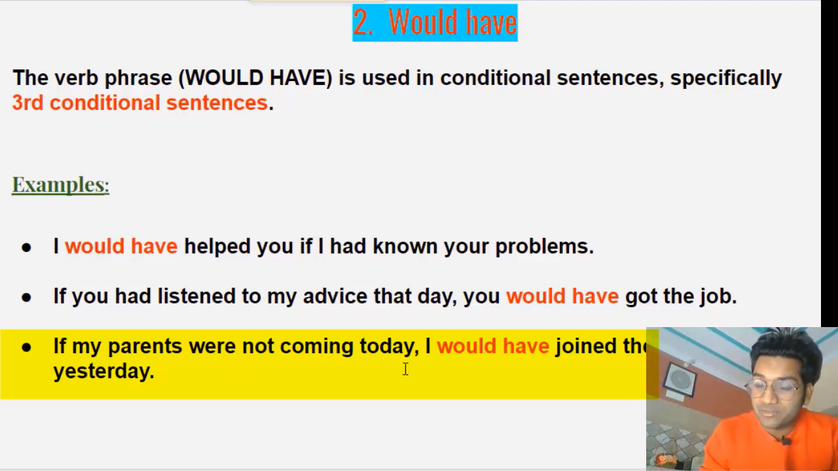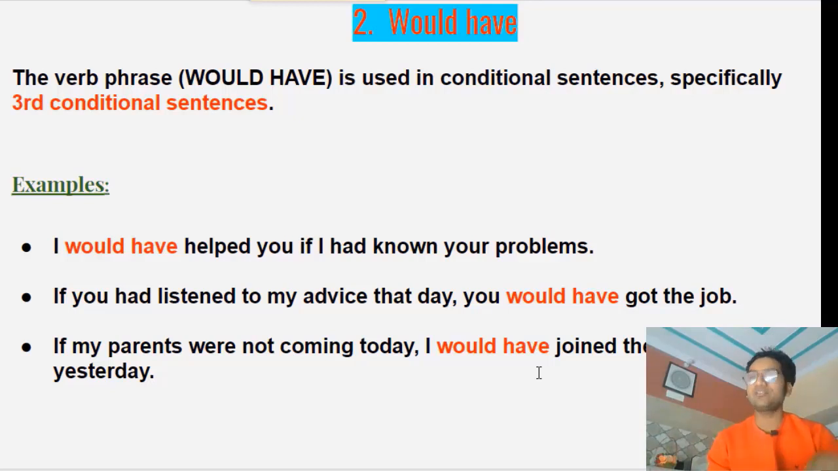If my parents were not coming today, I would have joined the party yesterday. Interesting. Now, what does it mean? It means something would have happened in the past, which is I would have done something in the past. I would have joined the party yesterday. This would have happened in the past if something was not happening in the future. I did not do something yesterday because of something that was happening in the future, because of my parents coming. Getting the point? So this is the mixed conditional sentence.